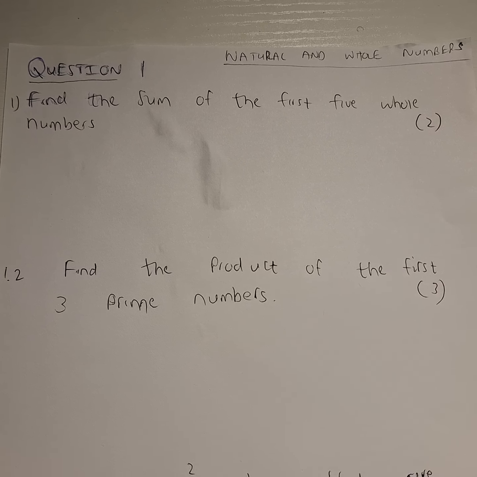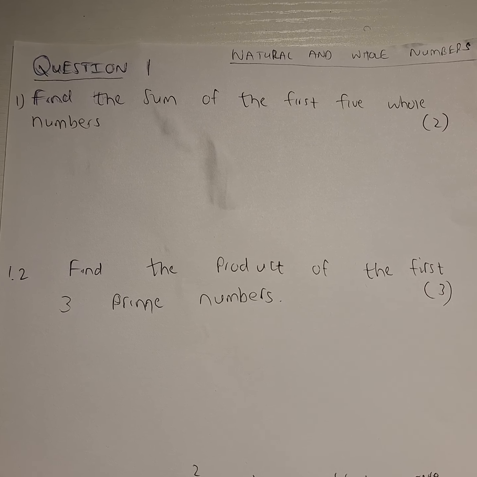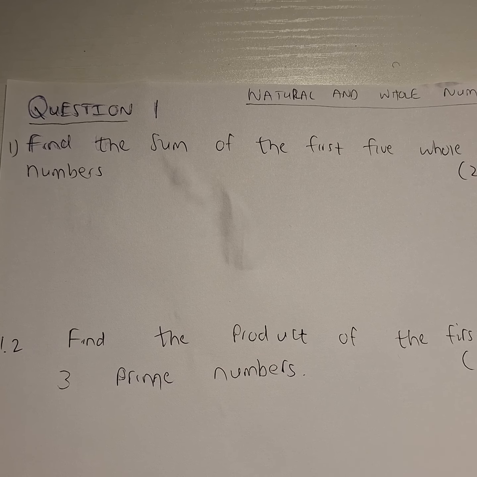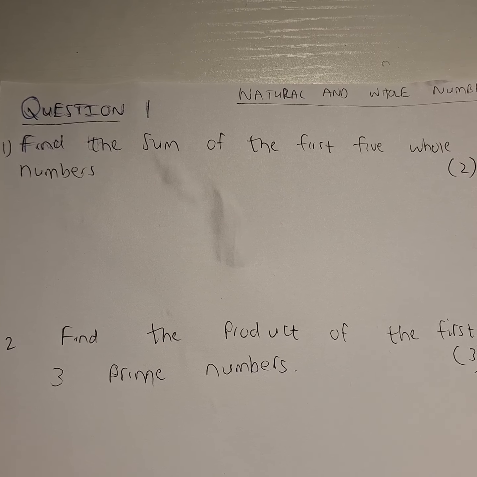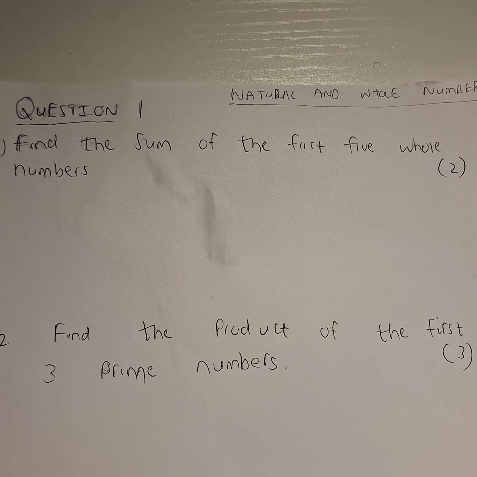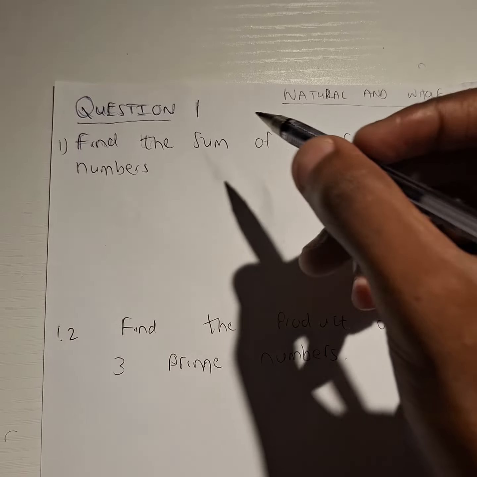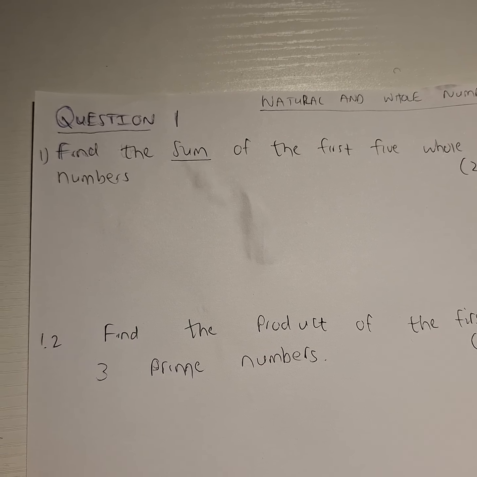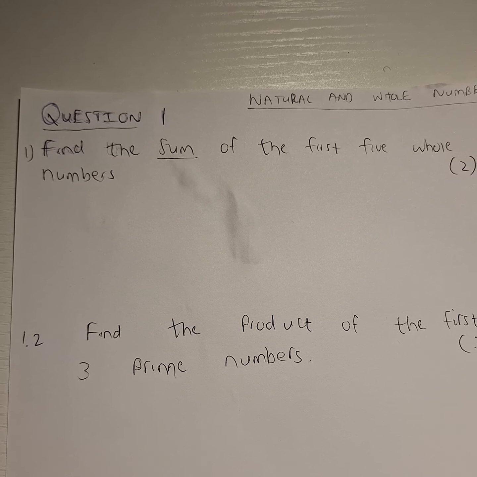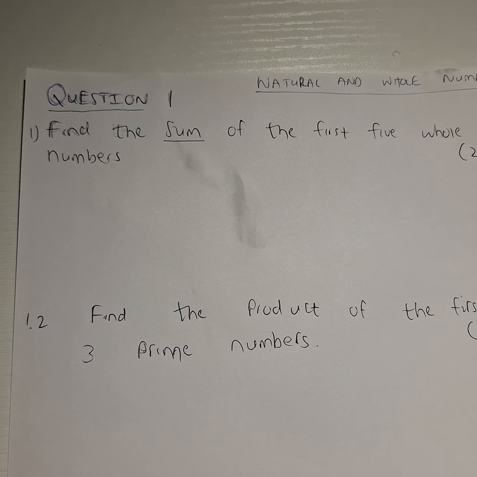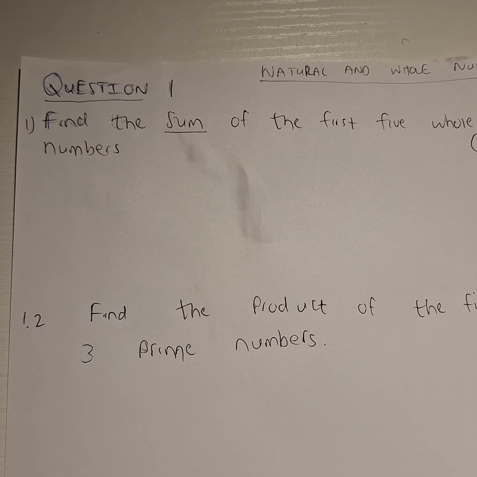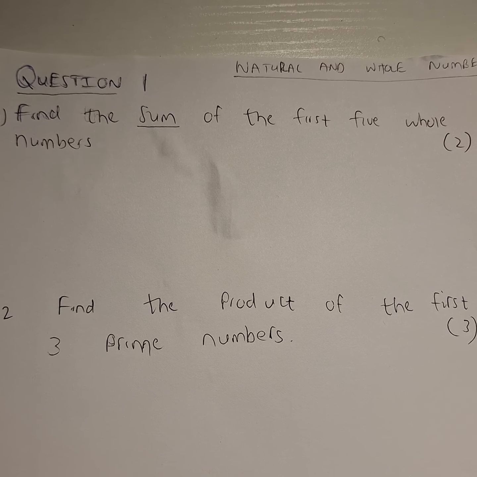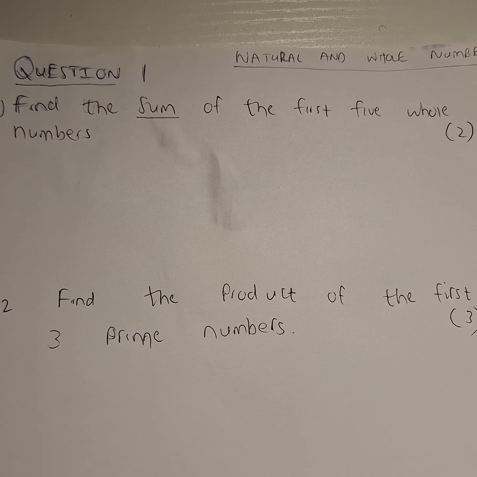And so, my amazing maths gamers, the first question that we have says: find the sum of the first 5 whole numbers. Now, in order to answer this question, we need to understand some terminology. First and foremost, we are told to find the sum. What does the word sum mean? For those who may not know, the word sum means the addition, or in other words, the total. Addition, total, sum, these are all words that mean the same thing.